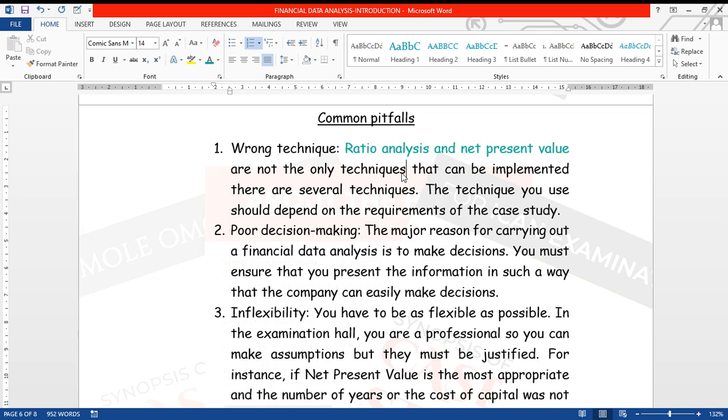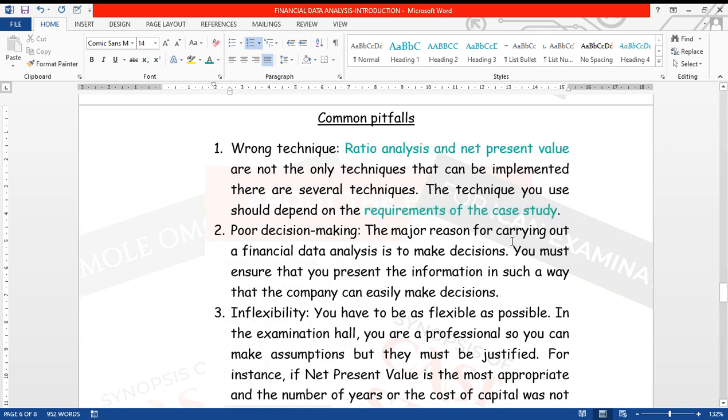The information was probably not completely given, and you want to be flexible enough. You want to display your expertise, that I'm a chartered accountant, or I'm going to be a chartered accountant. Let me make some realistic and suitable assumptions. It's different from ignoring everything I'm giving you and then formulating your own. Please don't do that. The technique you use should depend on what the examiner has asked you to do, on the requirement of the case study.